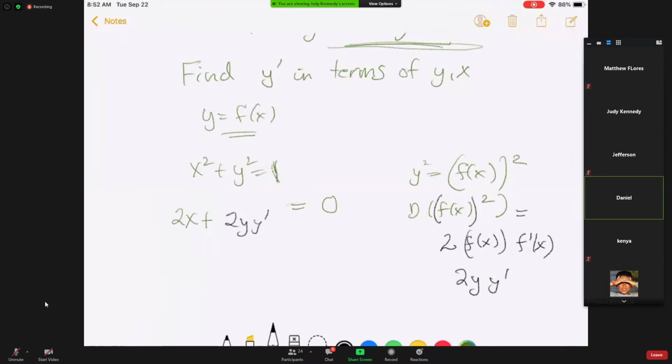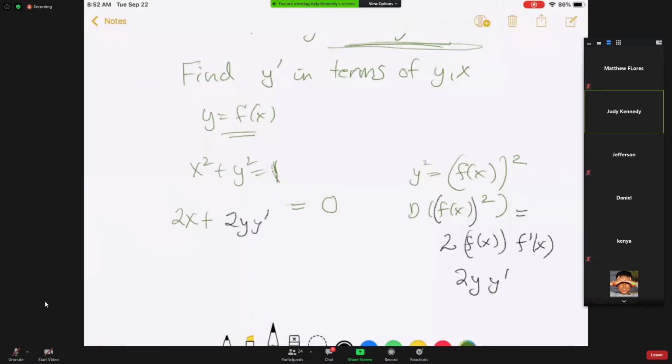I have a question. So, in a problem, would we be given x and not y? Is that why we're doing it as a function? You could think of x as a function of y just as well.